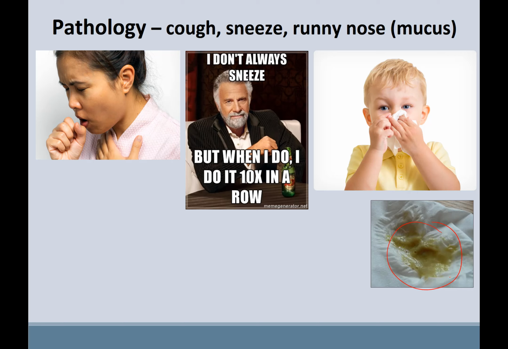Interesting that the green is caused by some of the chemicals in your neutrophils. Huge issue with kids, again, is dehydration. So with all this mucus production that you're coughing up, you're sneezing, your runny nose, all this mucus actually takes a lot of water out of your body, and so you can get dehydrated.